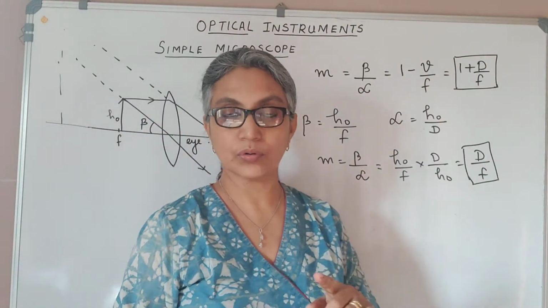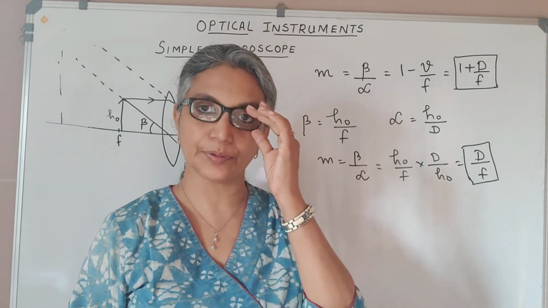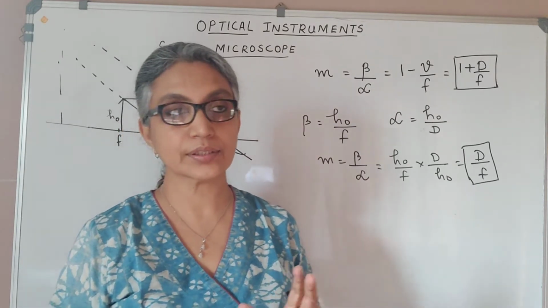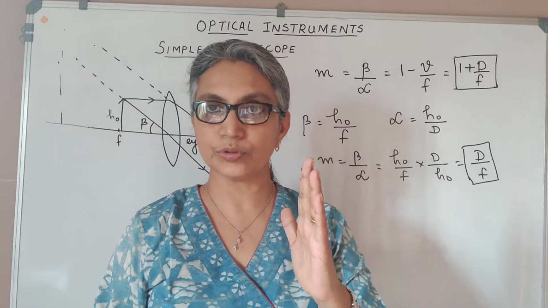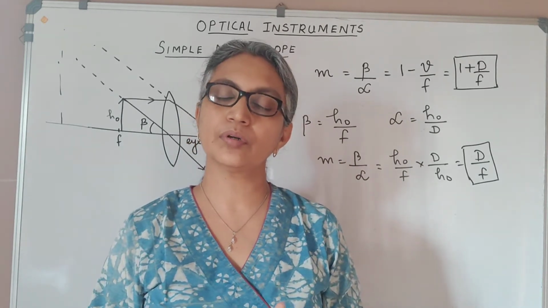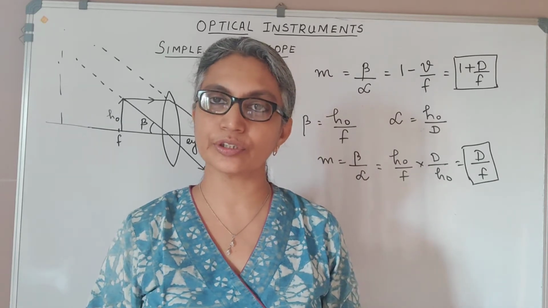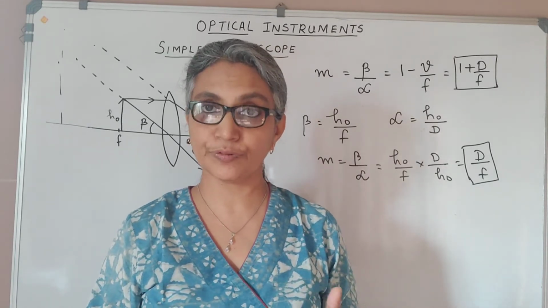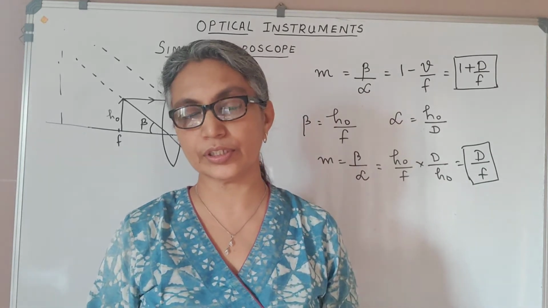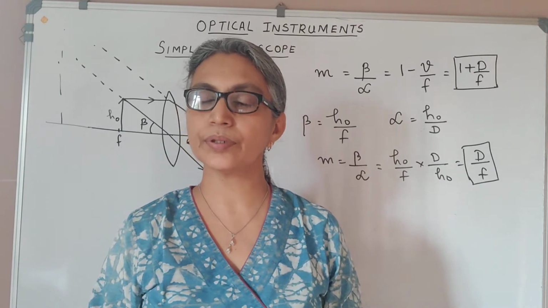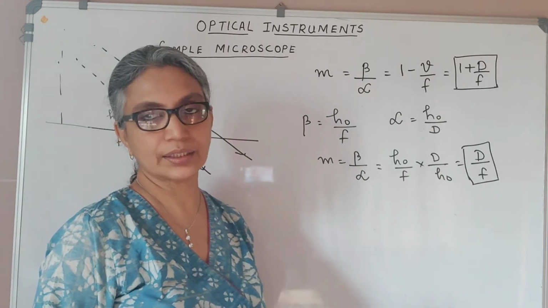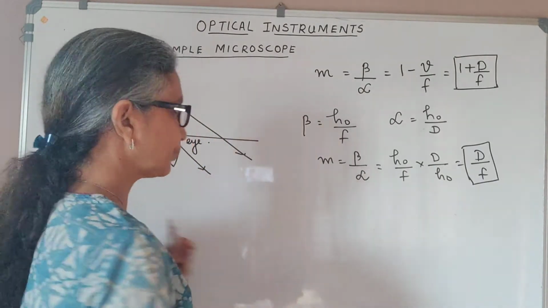So whenever you think about a lens behaving like a simple microscope, there are a few things that must come to your mind. One, when does this behave as a simple microscope? Your object should be between optic center and focus. Then what about the magnification? 1 plus D by F if the image is at D, and simply D by F if the image is formed at infinity. Also remember, the final image is magnified and erect, and it's formed on the same side.